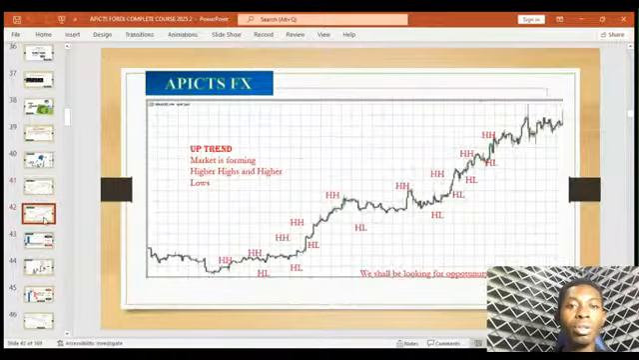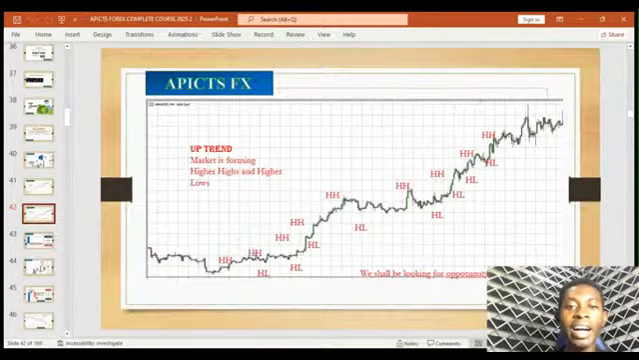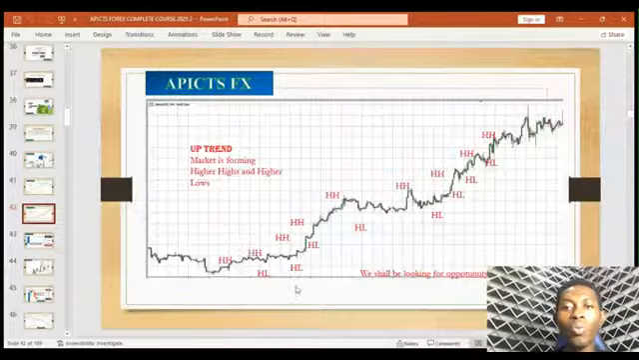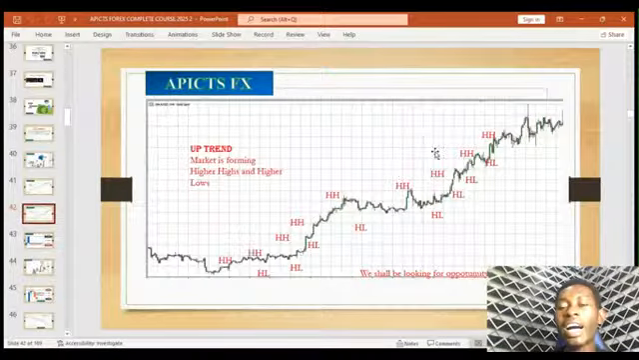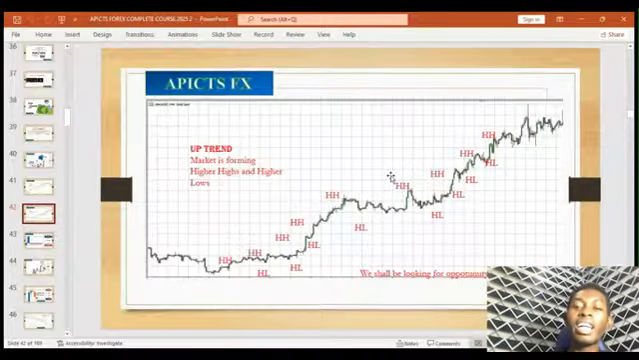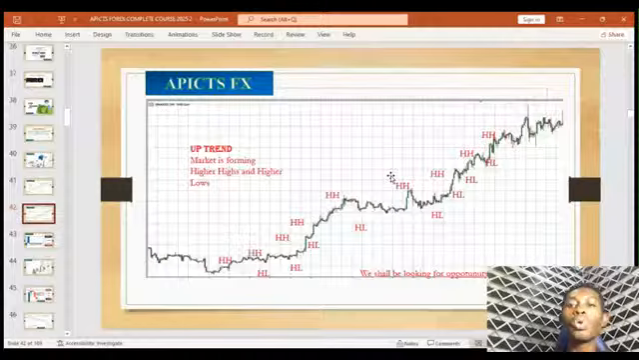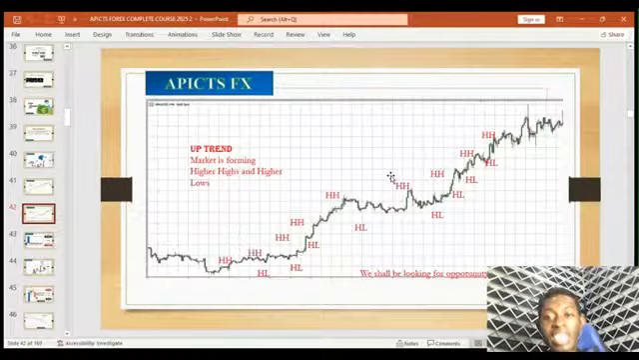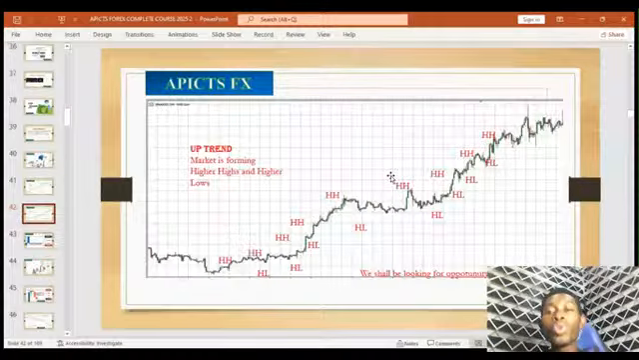And then, look at it now. The market is forming a high, higher low, higher low, higher low, and so on. So when you see a high and then the next high is higher than the previous high, then you see a low and the next low is higher than the previous low, it is said to be in an uptrend. So the market is forming a series of higher highs and higher lows. It is said to be in an uptrend. Therefore, we will only be looking for opportunities to buy.